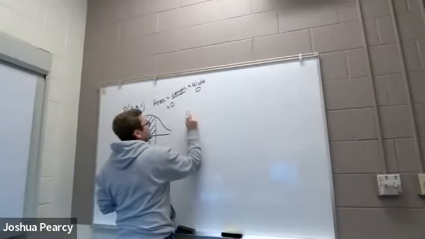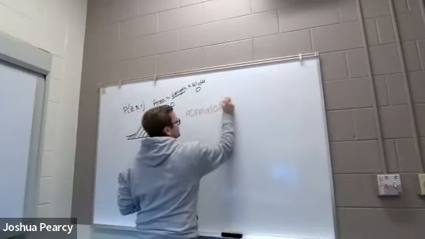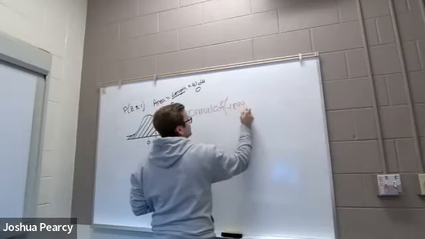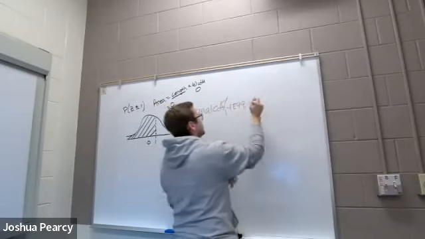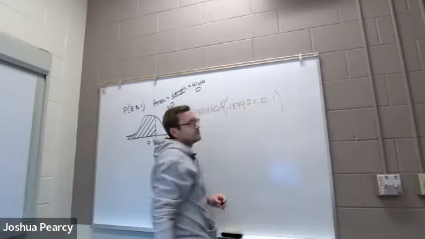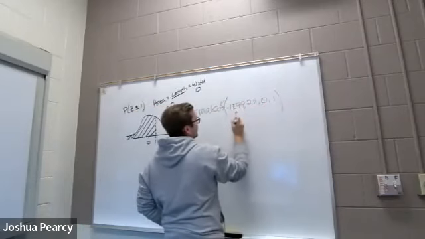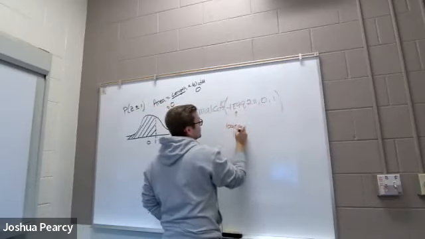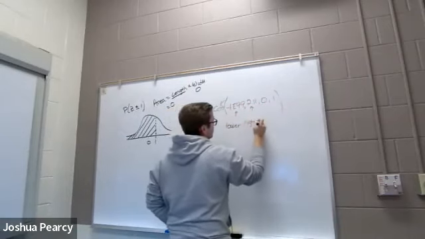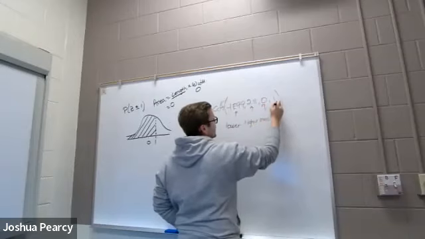So do normal CDF, negative 1 E to the 99, 2.11, 0, and 1. If you want the more general form, then this is the lower cutoff you're looking at. This is the higher. This is the mean. And this is your standard deviation.